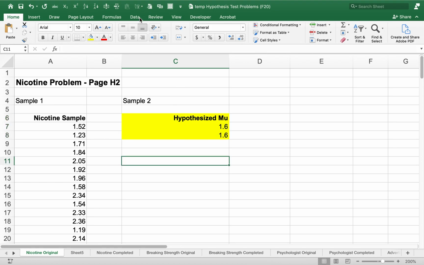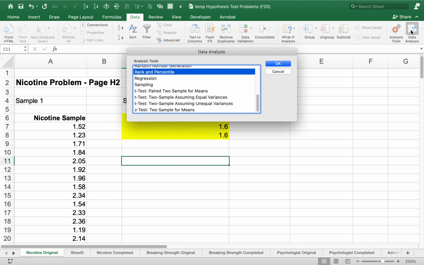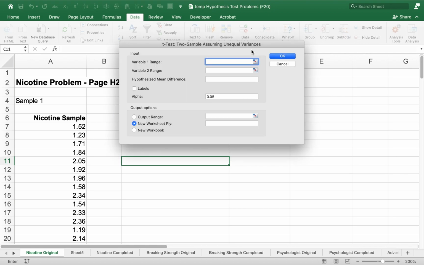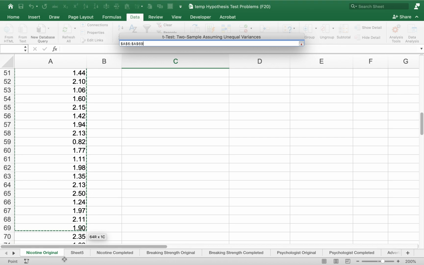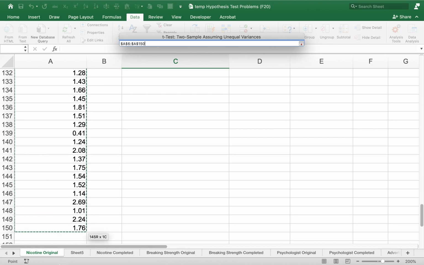So we're going to go to Data, Data Analysis, and we're going to be using a t-test for a 2-sample assuming unequal variances. When we get to 307, we'll talk about the other types of tests here, but we're just going to focus on this one here. So press OK. And this is what it gives you, a little dialog box that looks like this. Now, the variable 1 range is just this original sample. Notice that I'm including the title at the top there, the nicotine sample. And I go all the way down, 144 observations.